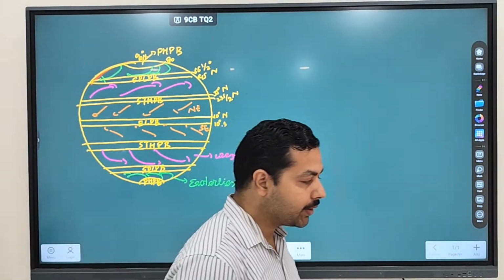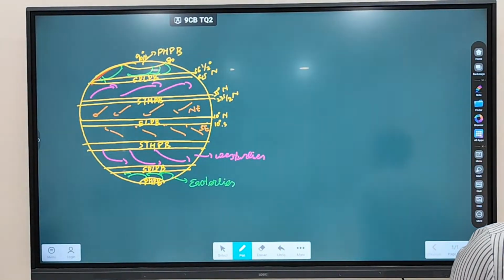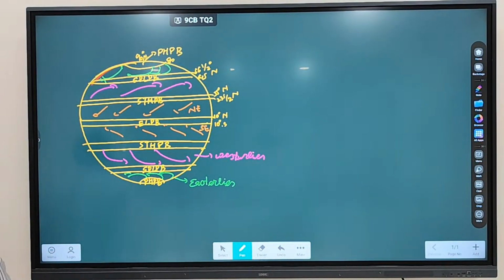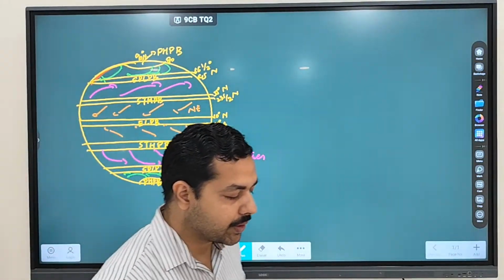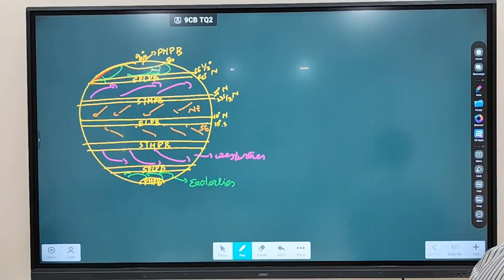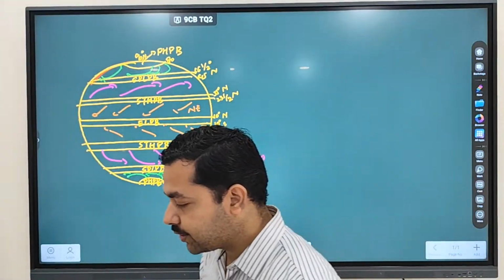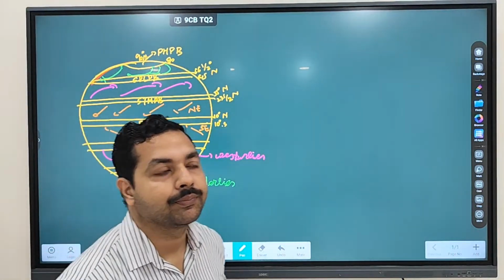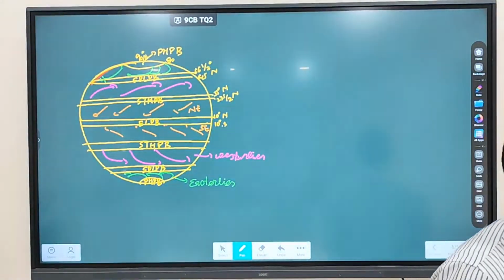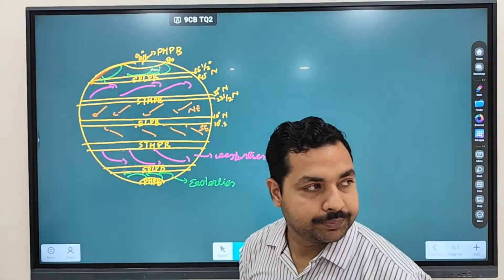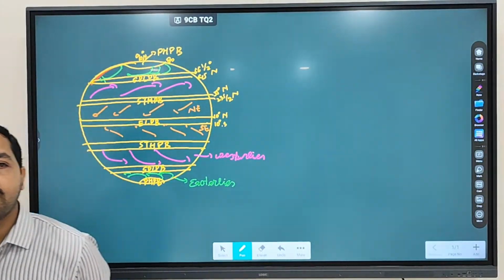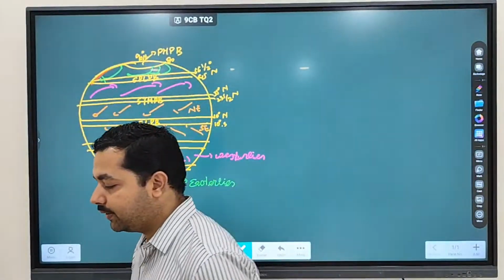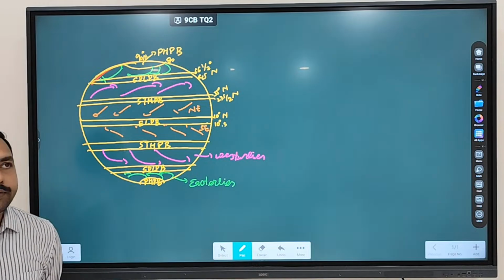Then we also discussed the other factors which affect temperature distribution. Duration of sunshine. Angle of inclination of solar radiation. Prevailing winds. Aspect of slope. Yes, one slope will get more heat, one slope will not get more heat. Then land and sea differentiation. Oceanic currents. Altitude. Solar insolation. Those are the factors that affect temperature distribution.